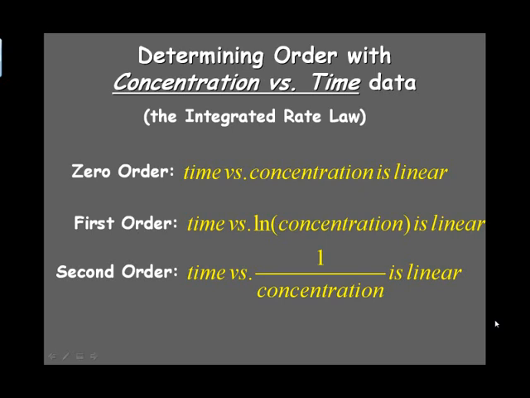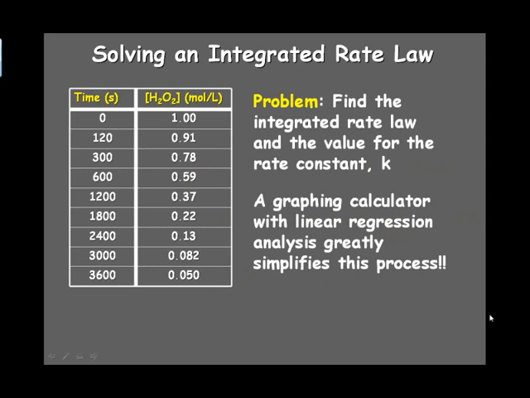So really what you need to do with the concentration versus time data is create the three graphs, and then whichever one most closely resembles a line, whether it's time versus concentration, time versus natural log of concentration, or time versus the reciprocal of the concentration, whichever one is most linear then determines the order of the reaction. So let's take a specific example.